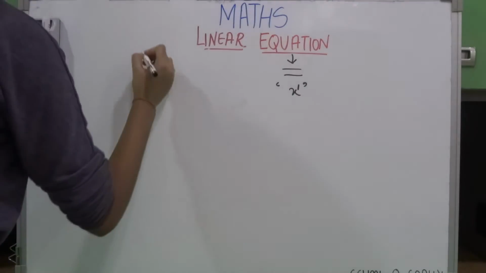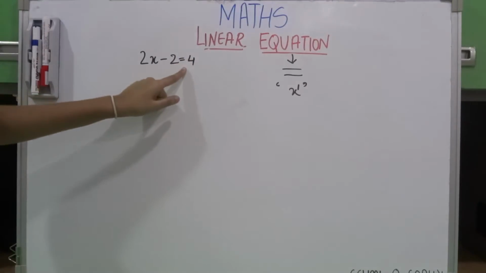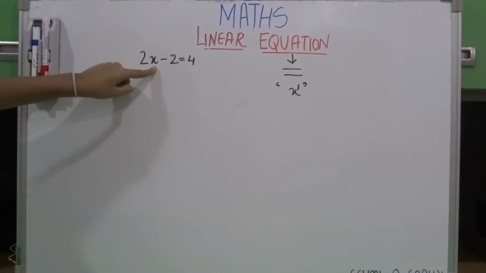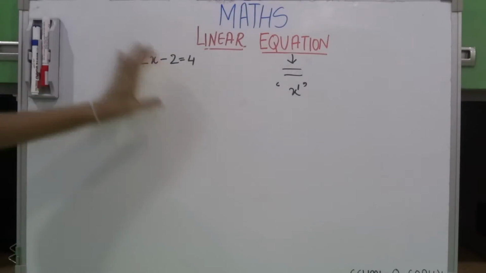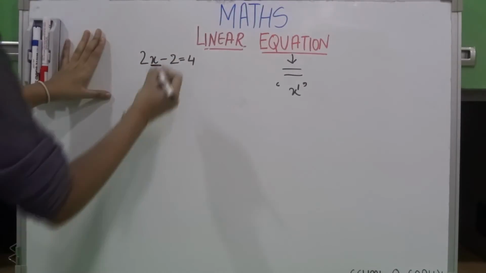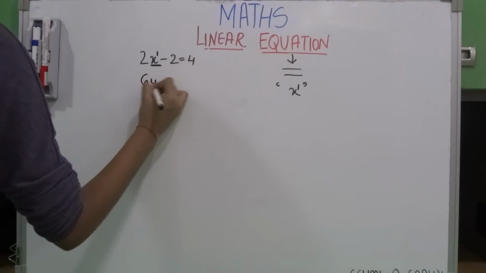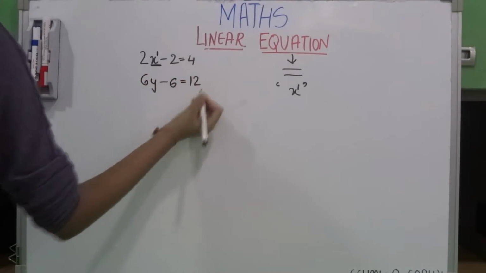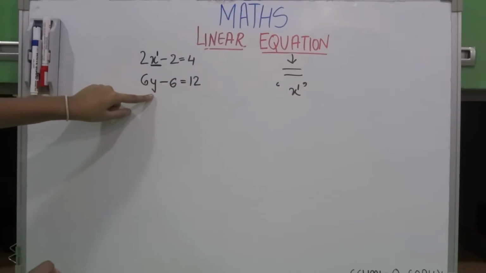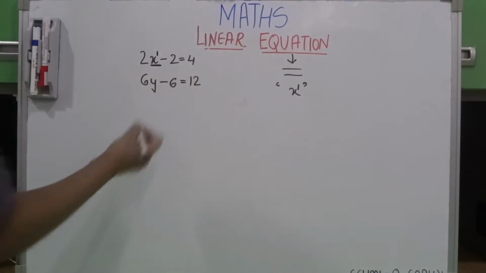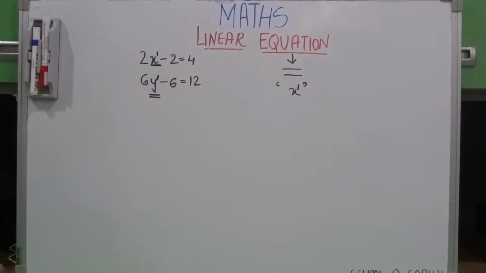Now let's see some examples. 2x minus 2 is equal to 4. There is an equal to sign and the value of this variable x needs to be found out. So it is an equation. Now how do we know it is a linear equation? Because this variable x is raised to the power 1, it is a linear equation. Another example could be 6y minus 6 is equal to 12. Now there is an equal to sign and the variable y needs to be found out. So it is an equation. Again, this variable y is raised to the power 1. So it is a linear equation.